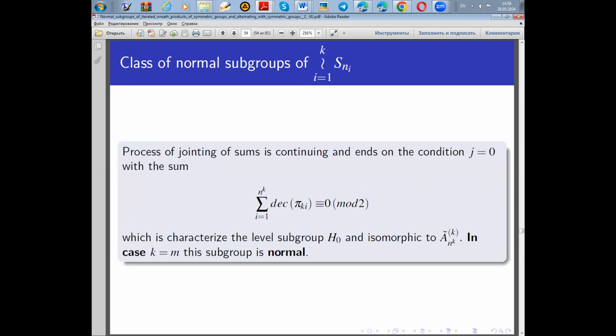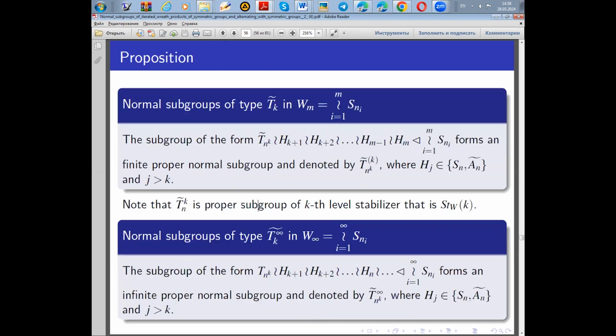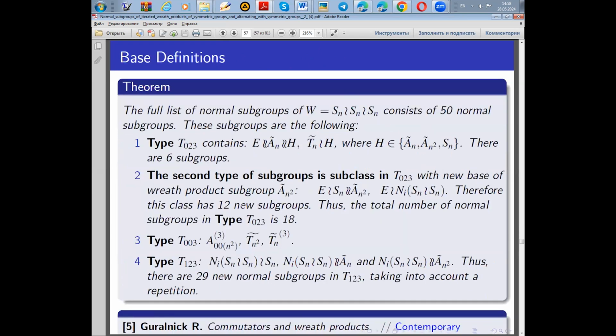And the last is a group from the saturation set, the most general group, which is characterized by such congruence. You see, this one is also a normal subgroup of this level. And the following subgroups from the wreath product consist of 50 normal subgroups. The subgroups are of the following type.